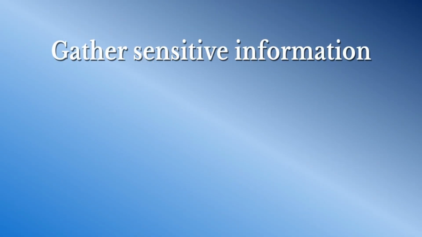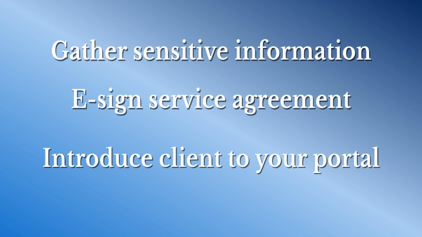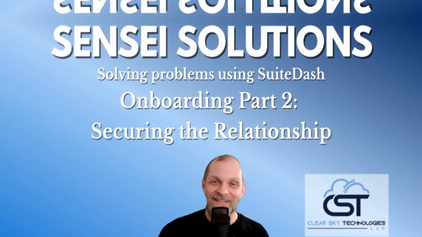In this lesson, we'll cover how to securely gather sensitive information, get an e-signature on your client service agreement, and show the new client around your portal so they can find their way easily. Each episode in this series builds on the previous lessons, so if you skipped ahead, I highly recommend going back and watching the previous lessons so you can get the most out of this time. You'll need the assets built in previous lessons to complete the walkthrough in this one. If you're all ready, let's dive in.